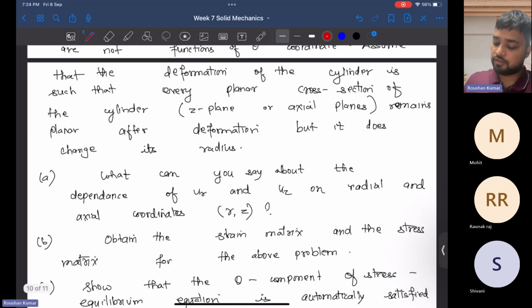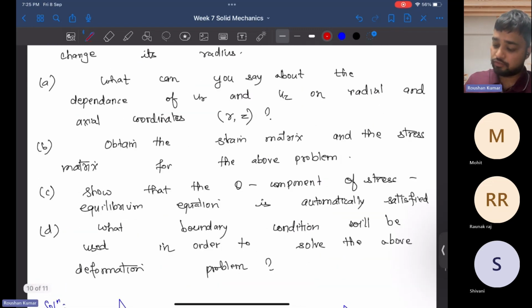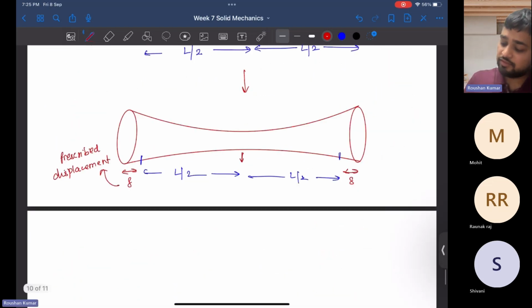So the first part of the question is, what can you say about the dependence of UR and UZ on the radial and axial coordinates R and Z? As you see, the rigid plates are glued to the ends of the cylinder, and the end cross section can neither shrink nor expand because it is fixed. But as the plate is stretched, pulled apart, the cylinder undergoes extension, which means that the radius of the cylinder will be non-uniform in between the two plates. So we can say that there is a displacement along the z direction, and as the displacement happens in the z direction, there is also some decrease in radius.